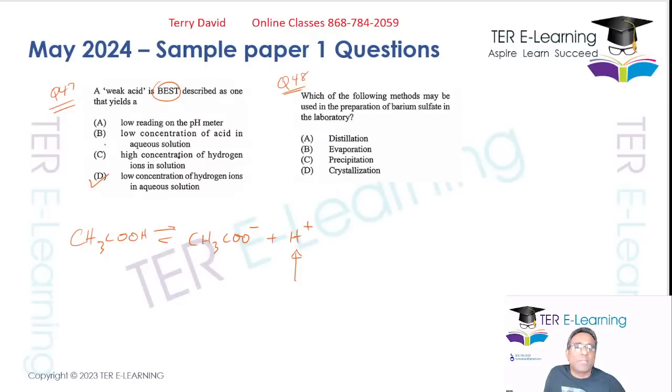Question 48. Which of the following methods may be used in the preparation of barium sulfate? What are they talking about here? Which method, right, is going to be used, right, in order to prepare barium sulfate. So 48.